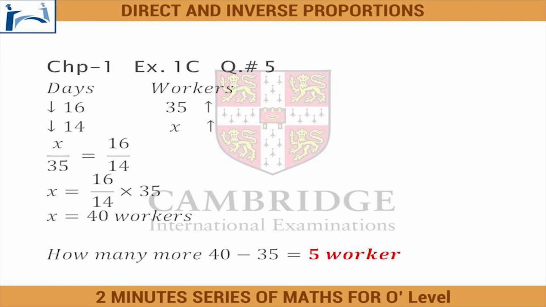In question number 5, 35 workers are employed to complete a construction project in 16 days. If we have to complete the project in 14 days, then how many more men are employed? So we apply an upside arrow with the workers, and the days and the work are in inverse proportion, so we put a downside arrow, and now the tail overhead rule is applied. x over 35 equals 16 over 14, and we multiply 35 on the right hand side, we get 40 workers. And how many more workers are there? 40 minus 35 equals 5 workers employed more.